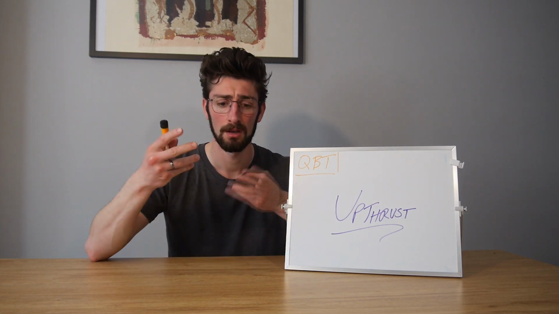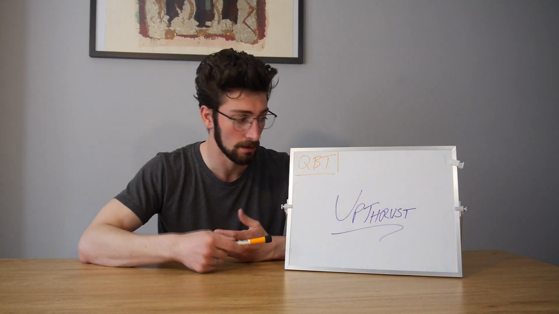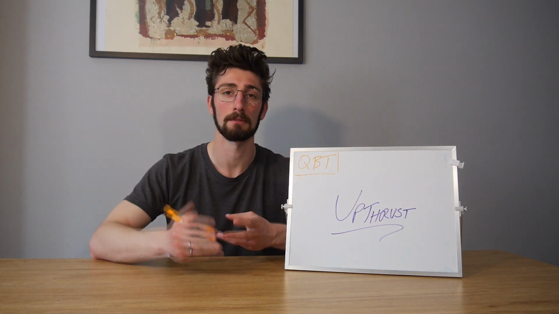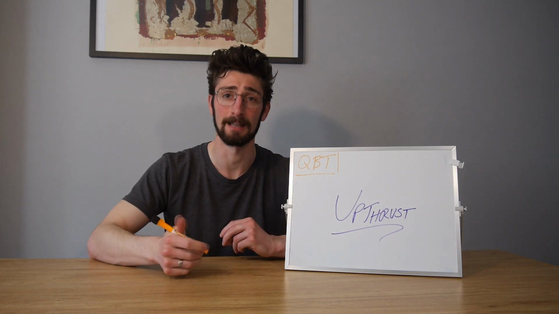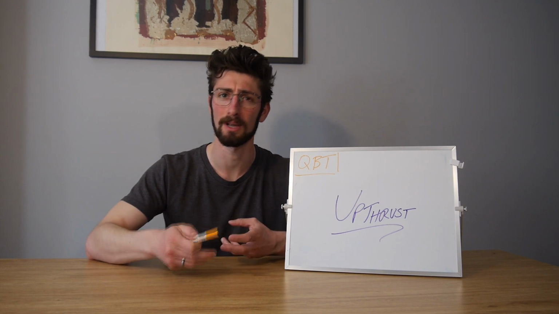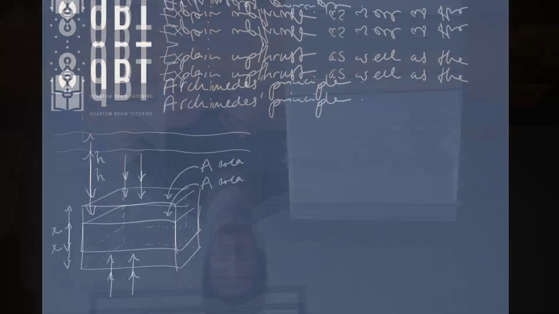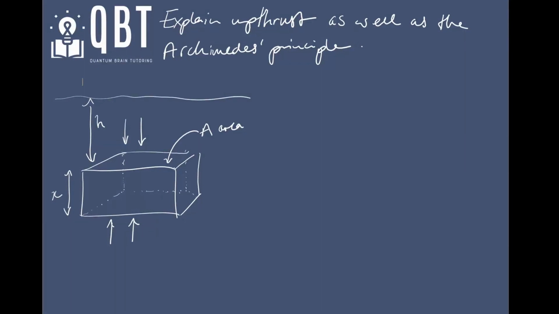It's why boats can float even though they're flipping huge. It's all to do with upthrust, and it turns out that upthrust can be very elegantly explained. So check out this tutorial video where I talk about upthrust, what it is, and how we actually derive an expression for it.